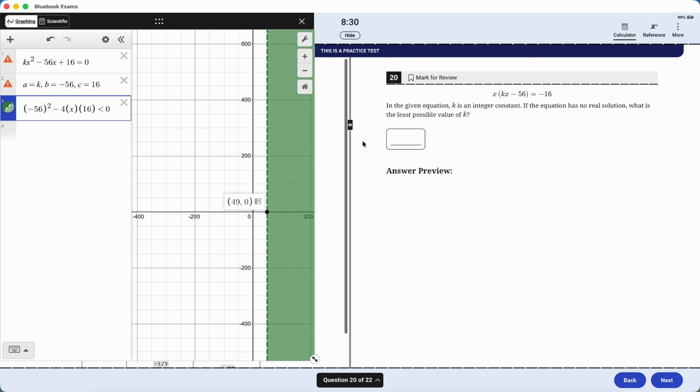They want to know what's the least number it could be. So it's the smallest number bigger than 49. Can't be 49. You see there's a dashed line passing through. That's why the answer is 50 here.